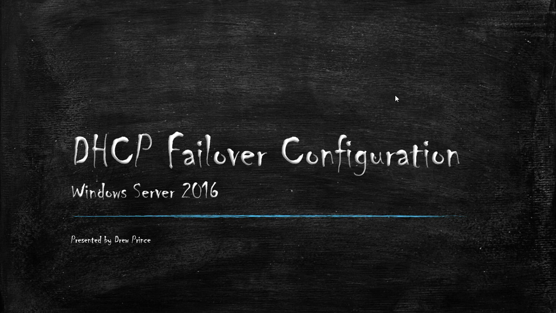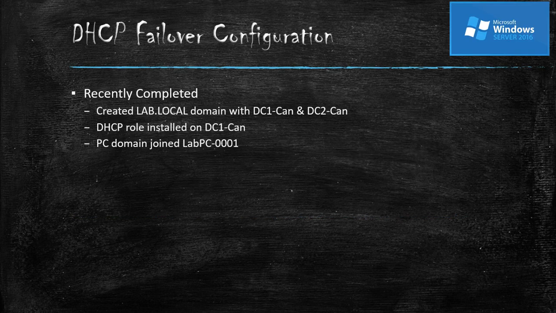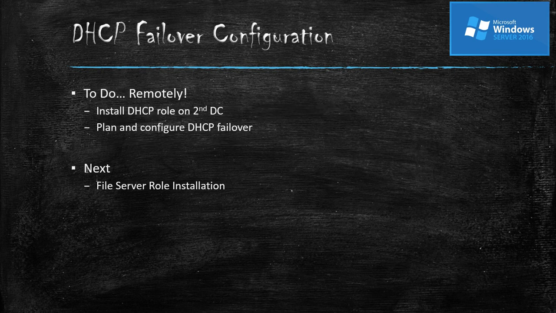Hello, here we will be installing the DHCP Failover feature for Windows Server 2016. So far, if you haven't been following along, we have created a domain with two DCs, and a DHCP role is installed on one of them, and we have one test PC. And here we will be doing it all remotely, I believe.